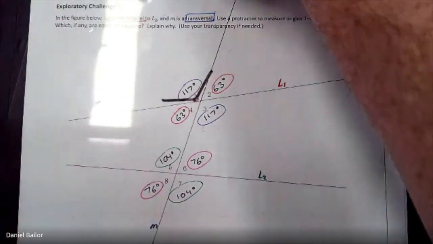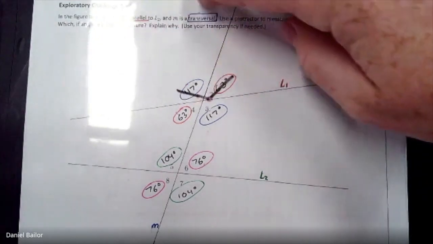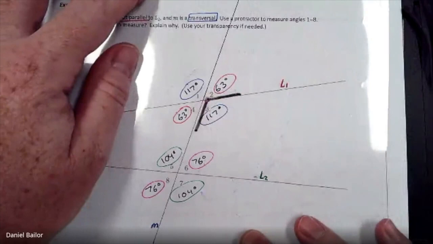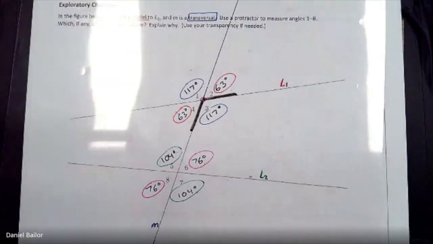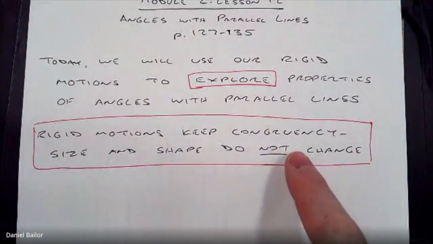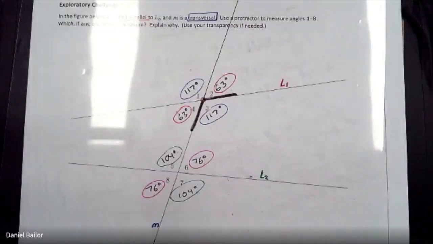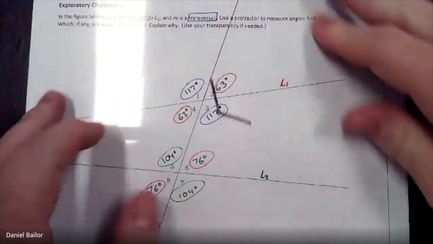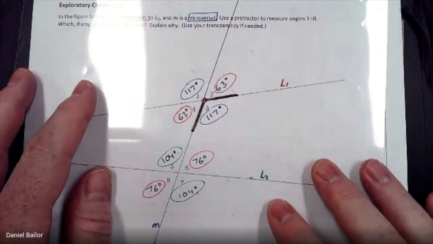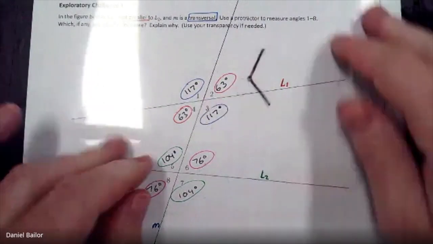Let me do that one more time. I start with angle 1. I traced angle 1. I rotate, and I make angle 3. And you know from the last lessons, and from the notes we took just a little bit ago, rigid motions keep congruency. Size and shape do not change. So the angles match. Angle 1 matches angle 3 because it's just a rotation.